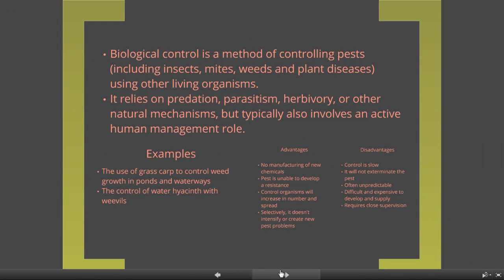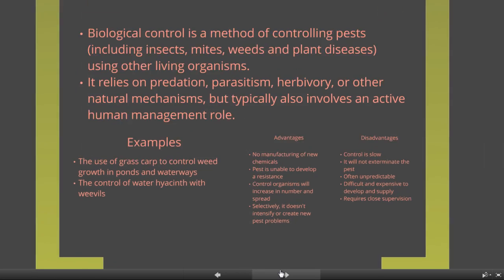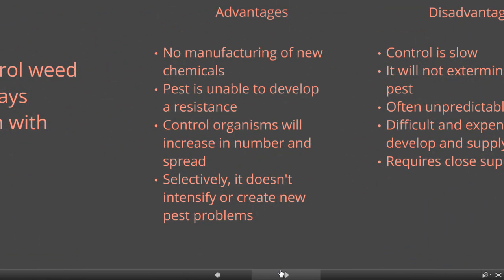So biological controls. You can control pests by using chemicals. Another way to do this is to use living organisms to control pests, and it can rely on things like predation, so feeding, parasitism, herbivory and other natural mechanisms. But essentially it involves releasing a living organism to control the numbers or the population of a different species that you're trying to limit.